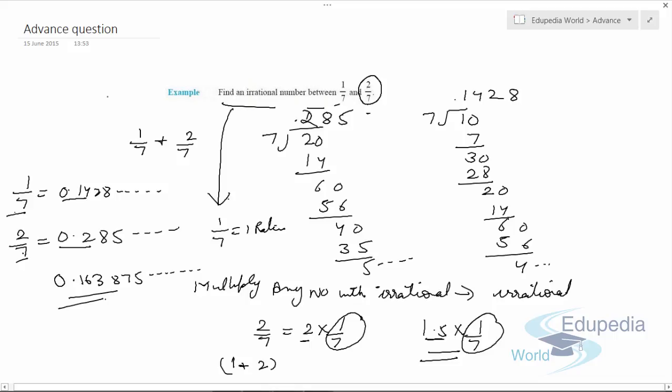So this is another short trick to find an irrational number between any two numbers, provided they have the same base. So you have to watch the question very carefully.